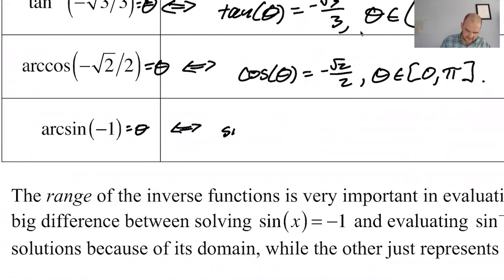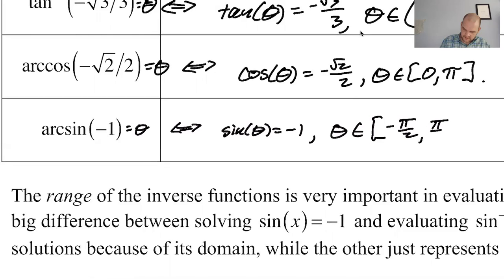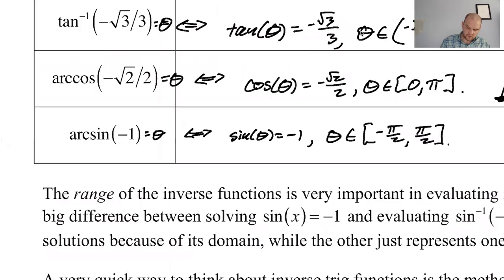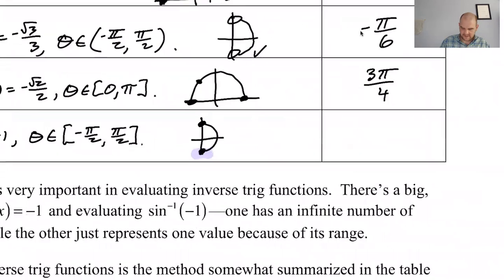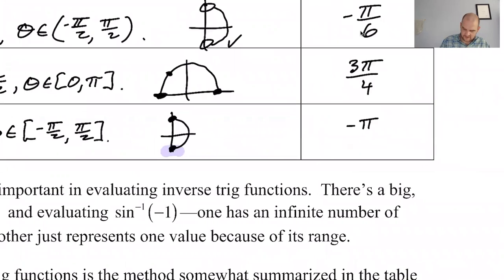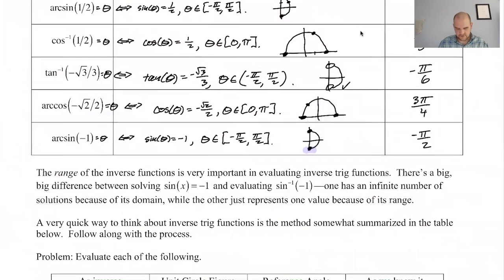So we're saying that sine of theta is negative 1. But we're also saying theta must be an element of negative pi over 2 to pi over 2. If that's the case, what does that look like on the unit circle? Where's negative 1? Well, negative 1 is right there. So that's got to be negative pi over 2. You just kind of get the answer from that one. I think that's incredibly useful.